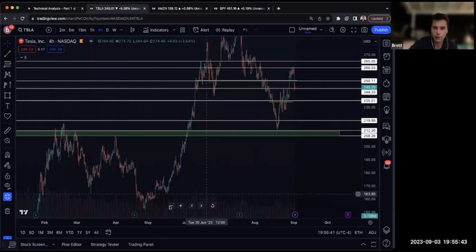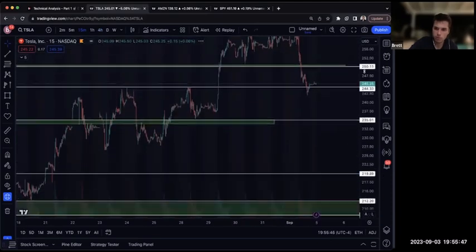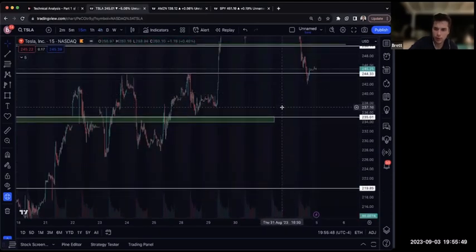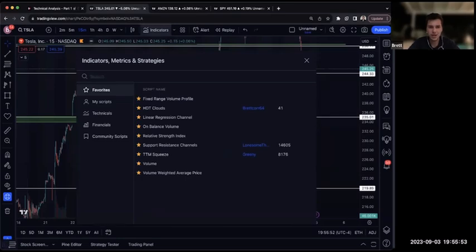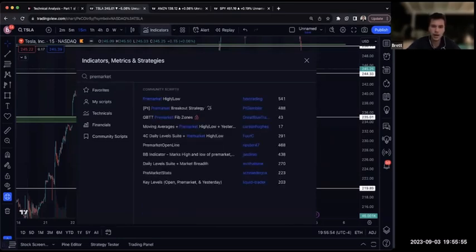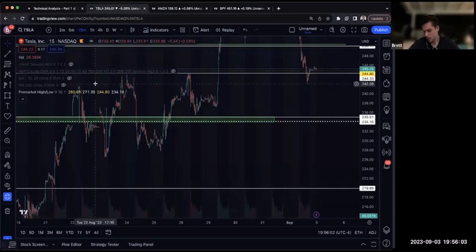Is there an indicator for micro levels? You could use basic support or resistance off of pre-market highs and pre-market lows. I think there's an indicator for that. Yeah, you can use this one, pre-market high low, where it charts your pre-market highs and lows every single day. That's a simple way to find support or resistance intraday.